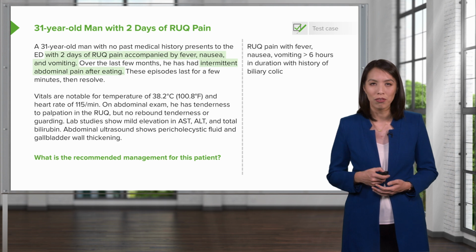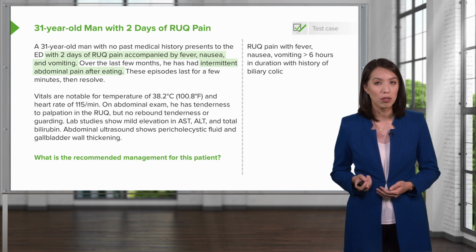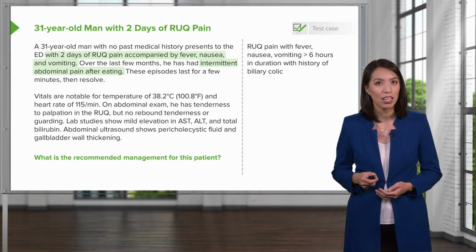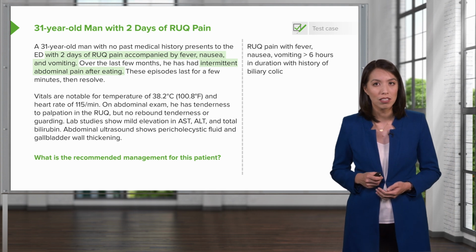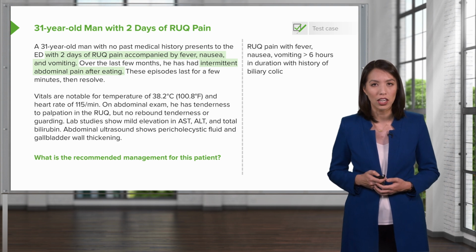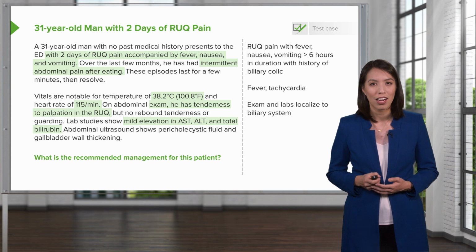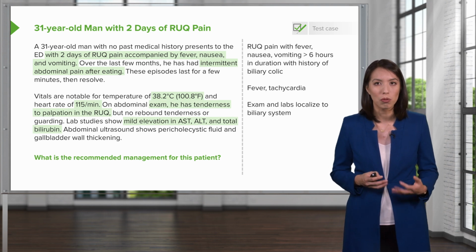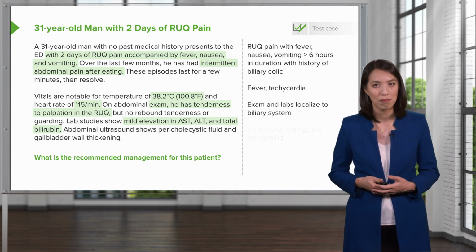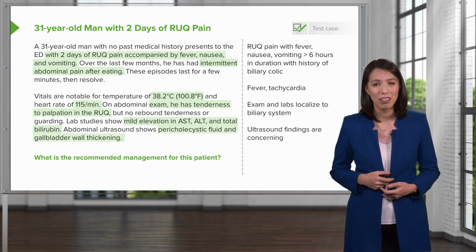So if we review this case, he has right upper quadrant pain with fever, nausea, and vomiting lasting for more than 6 hours. And he also has a history of what sounds like biliary colic. He has fever and tachycardia. On his exam and labs, this helps us localize something to the biliary system. And his ultrasound findings are quite concerning.